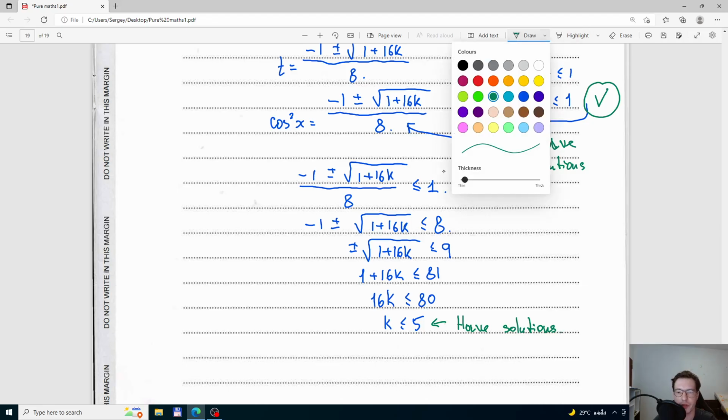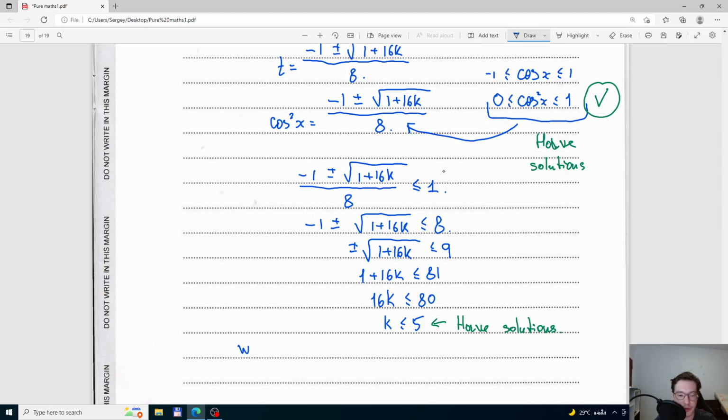Now, what would be the opposite? The opposite is when we don't have solutions. And if we have solutions for k less or equal than 5, then the opposite would be k is bigger than 5. So it means, therefore, when k is bigger than 5, there are no solutions. Which is exactly what I was supposed to show.